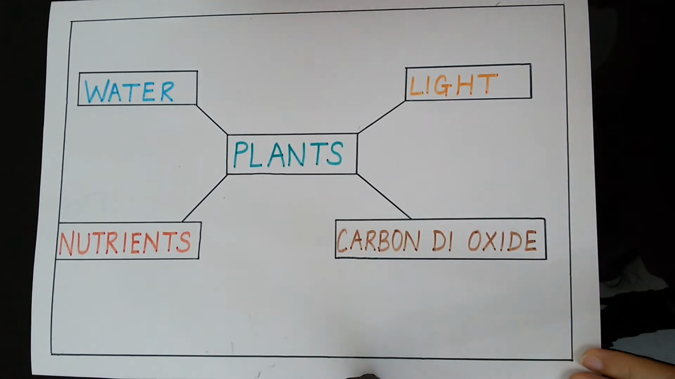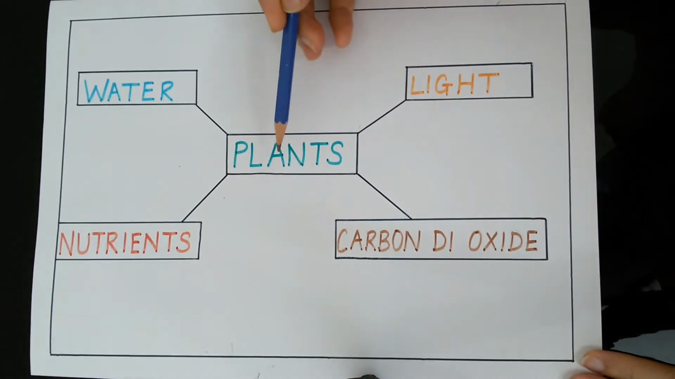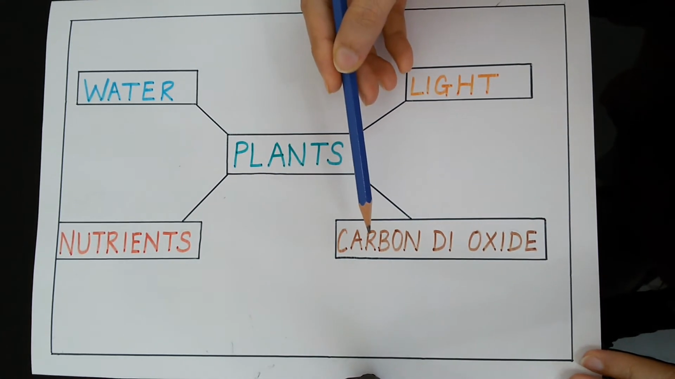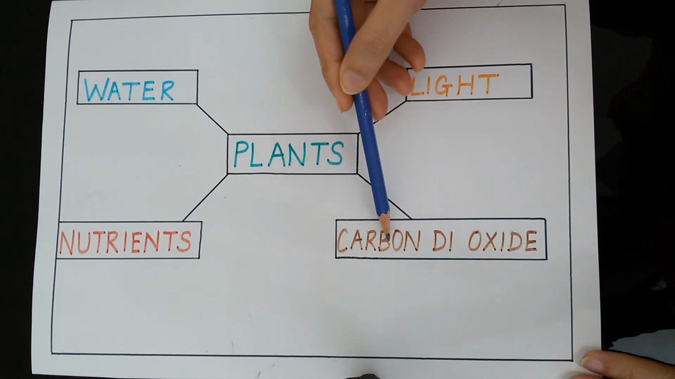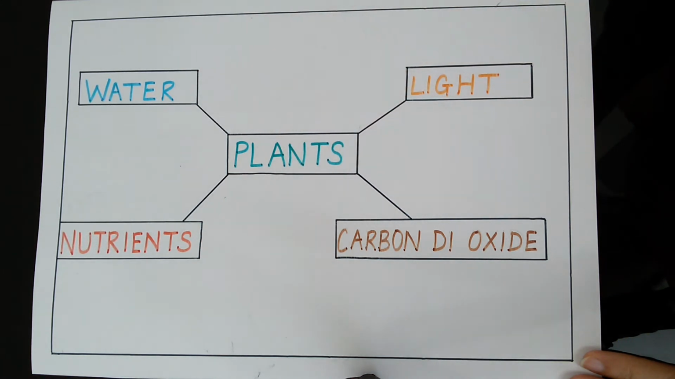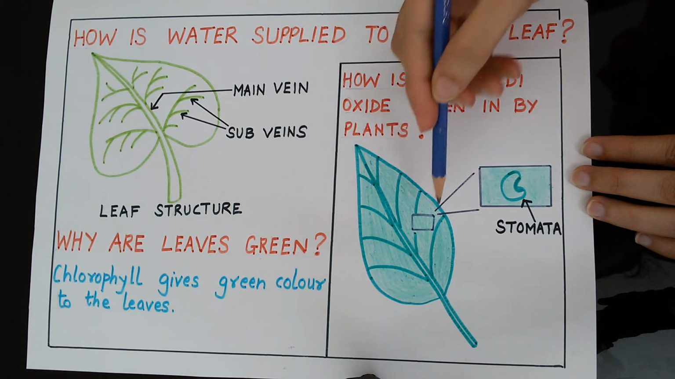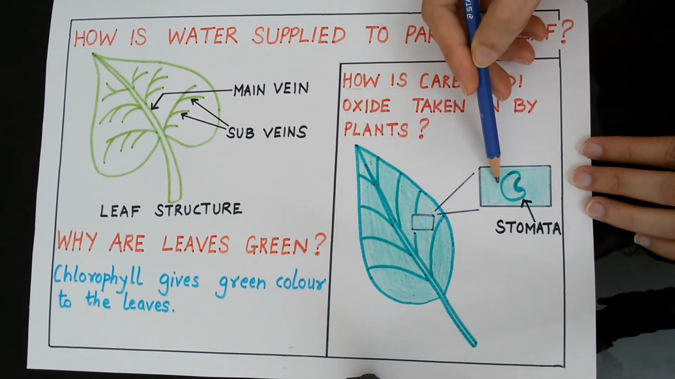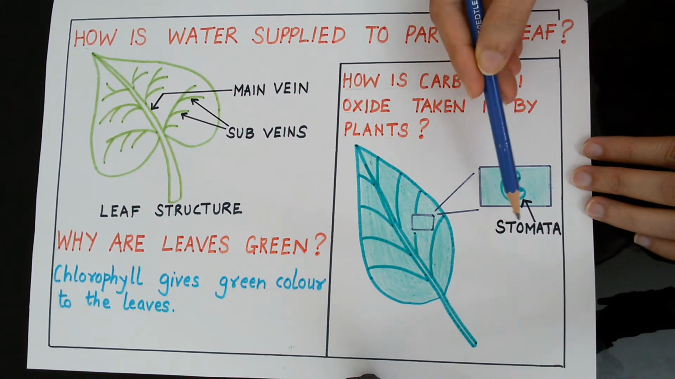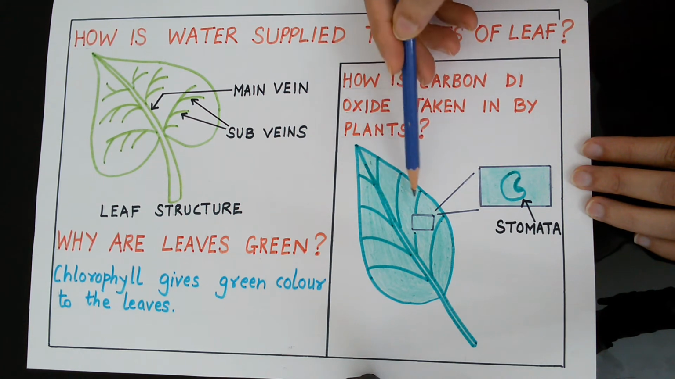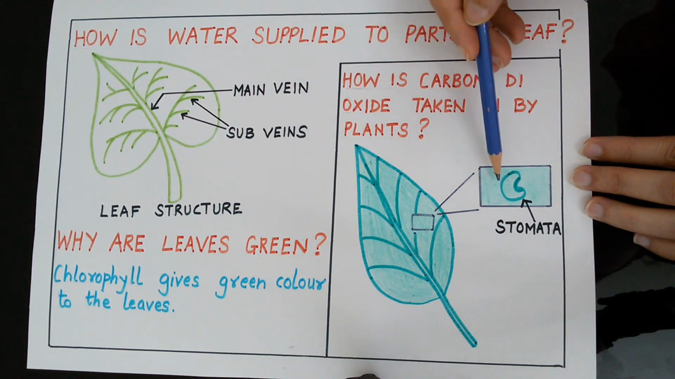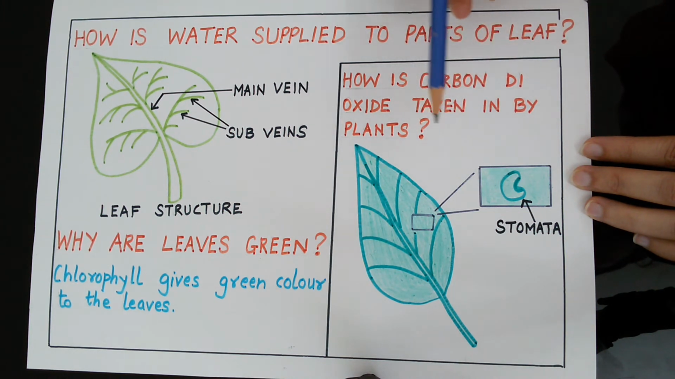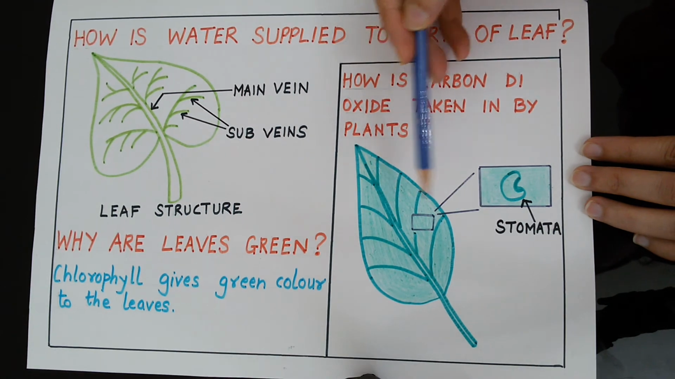We know that along with water and nutrients, plants also need carbon dioxide to prepare their own food. How is this carbon dioxide taken in by the plants? If I take a small piece of leaf and see it under a microscope, I can see a kidney-shaped structure. This structure is called stomata. Leaves have many tiny holes on their surface which are called stomata. Air enters and exits through these holes. Carbon dioxide also enters the leaf through stomata.